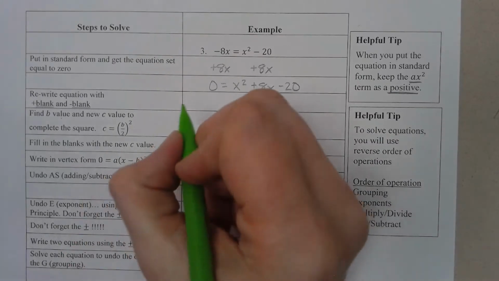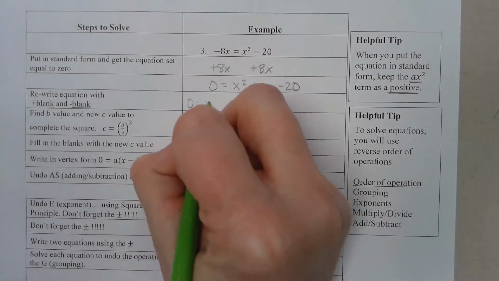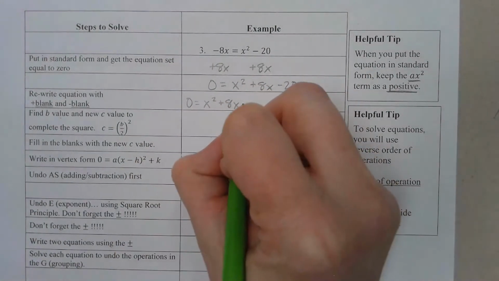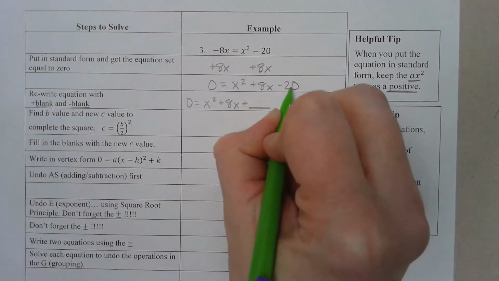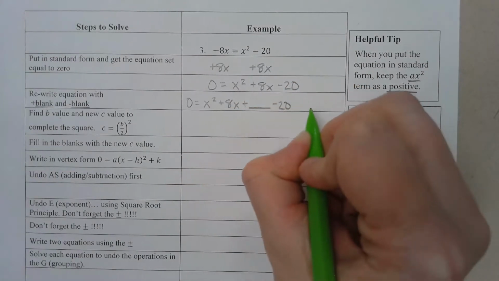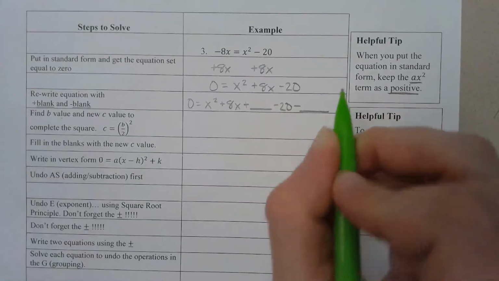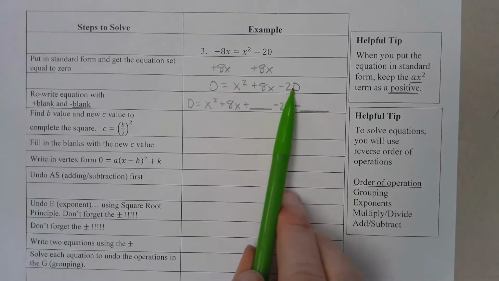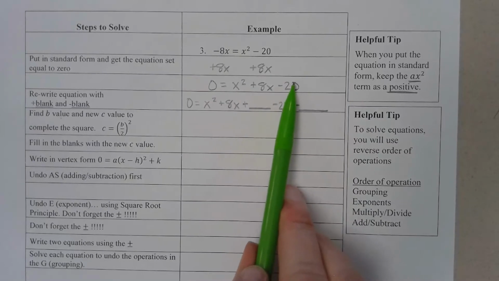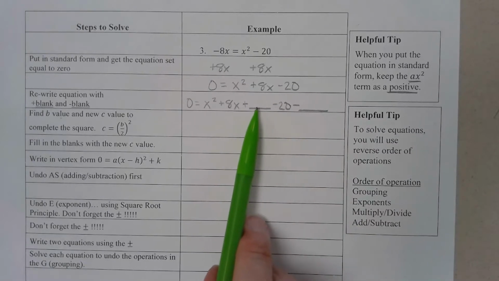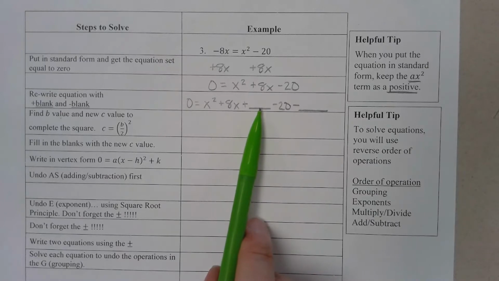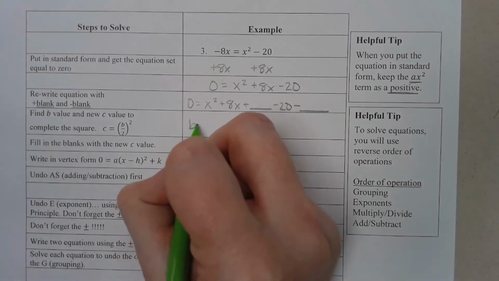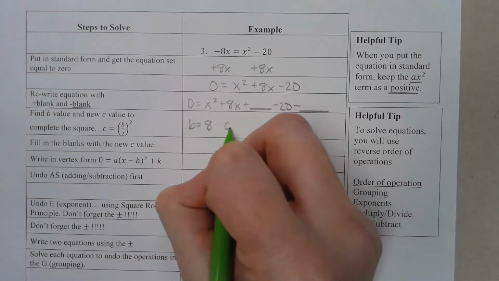Well, now we're ready to set up our blanks. So x squared plus 8x, the first two terms we just keep. We're ready for our plus a blank, then our minus 20, and then our minus a blank. So you just set up a plus a blank and a minus blank, moving that c value that you originally had, moving it kind of out of the way so we can find a new c value that completes the square. We do that by taking our b value, which is 8.